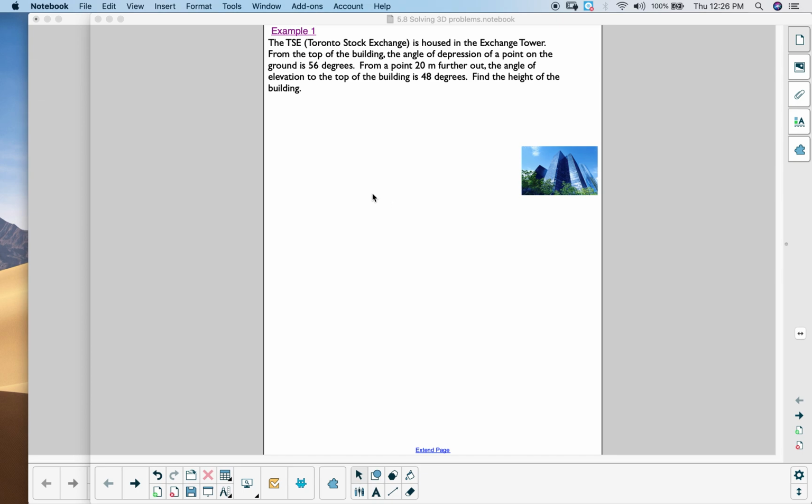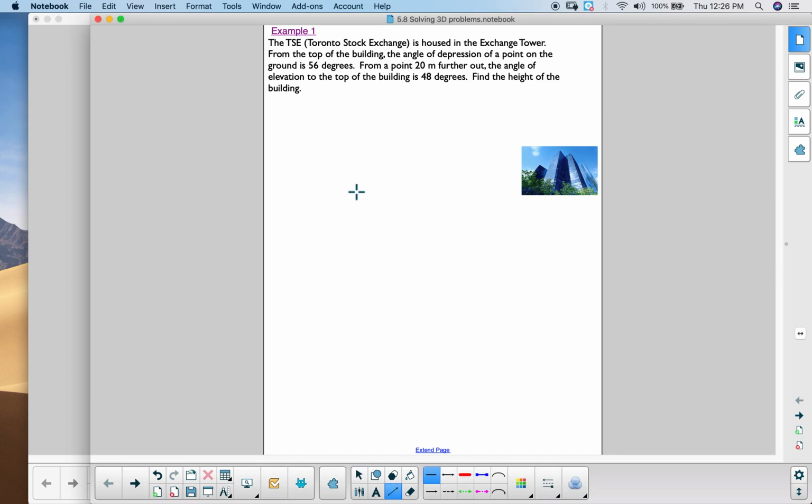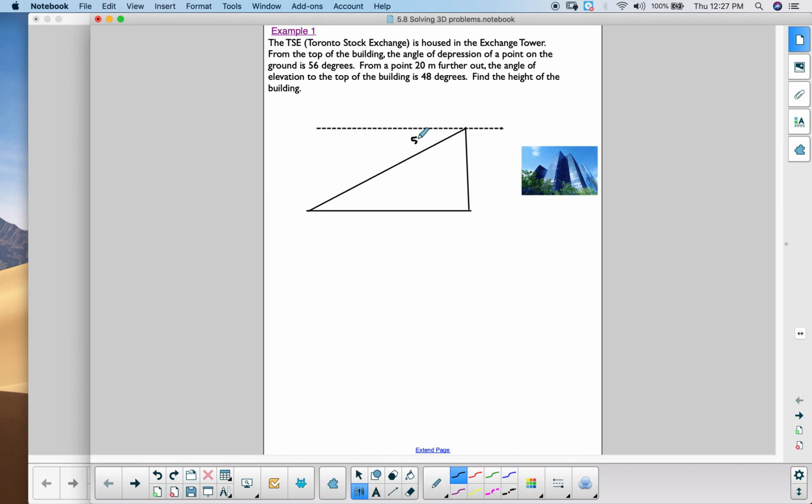So very important here is to start off with drawing a diagram and putting in the information in the word problem. So this is the ground level, and let's say this is the tower. And we have been given the angle of depression. So I'm going to draw a horizontal line, and the angle of depression from there is given to us as 56 degrees. And so that makes this also 56 degrees.